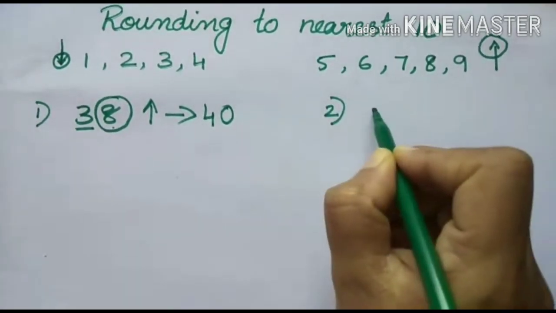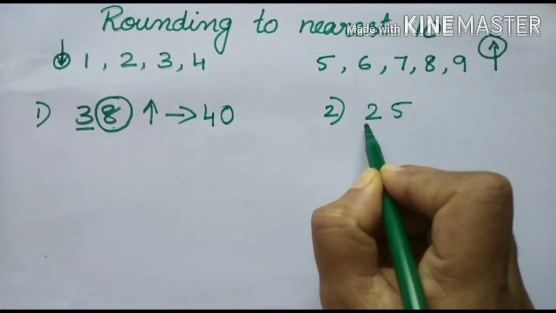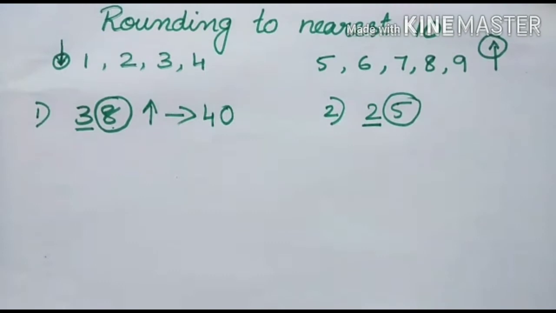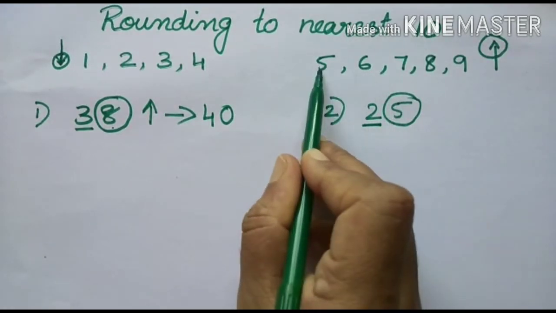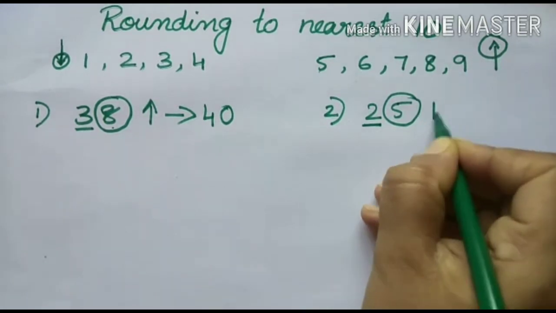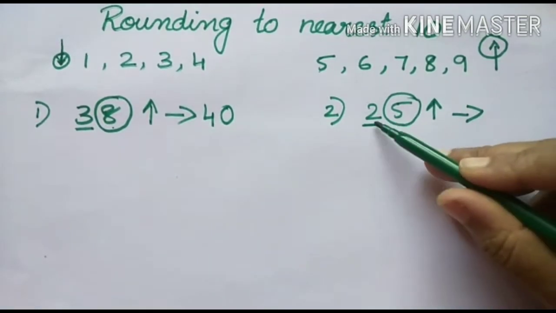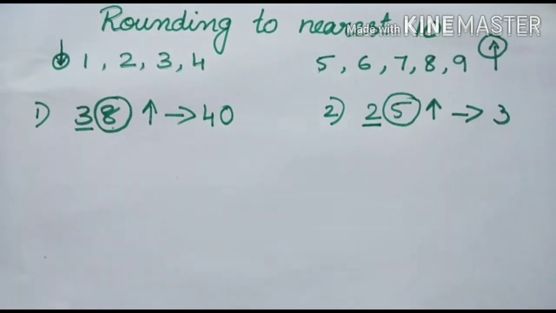Second example, 25. We have to round to the tens place. So, we underline that number and look at the number in the ones place. The number in the ones place is 5. It is equal to 5, isn't it? A number which is equal to 5 or greater than 5 should round up. So, the answer is, we round the number in the tens place. So, 2 becomes 3. Then for the balance we put 0 in the ones place.